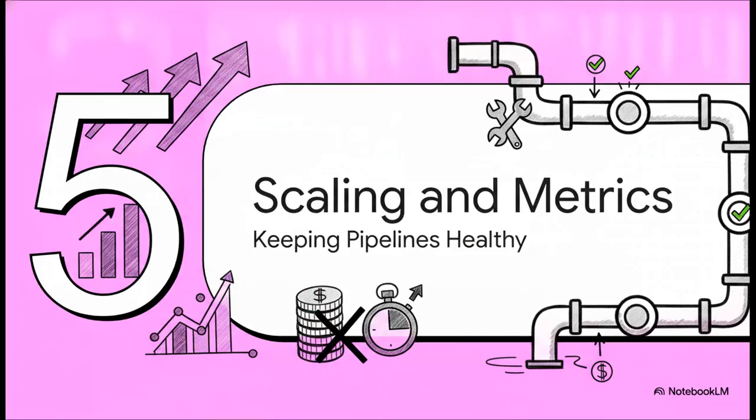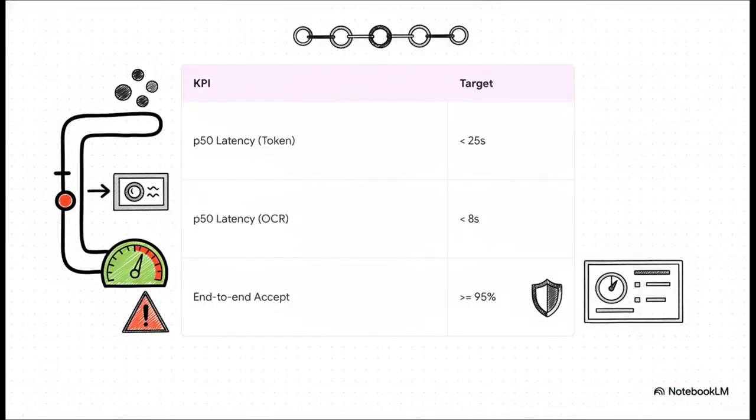Now, once your pipeline is humming along smoothly, your next job is keeping it healthy over the long haul. That brings us to our final operational phase, Section 5, Scaling and Monitoring Metrics. This is all about how you manage your integrations effectively at scale without just lighting your budget on fire. Let's move on and see how this builds a complete picture of your pipeline's health.